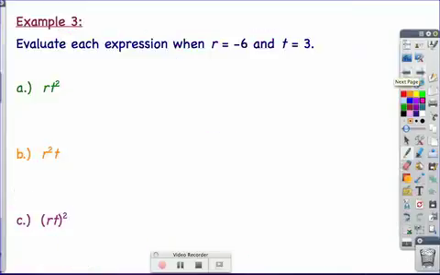Evaluate each expression when r equals negative 6 and t equals 3. r is negative 6, and the t, or 3, is being squared. I then follow order of operations, so 3 squared is 9 times negative 6, which gives a final answer of negative 54.